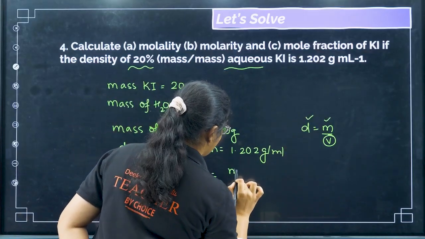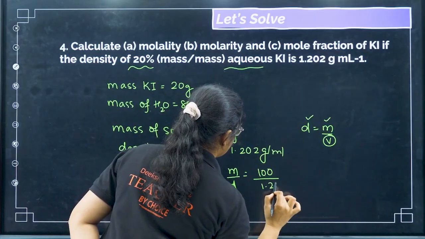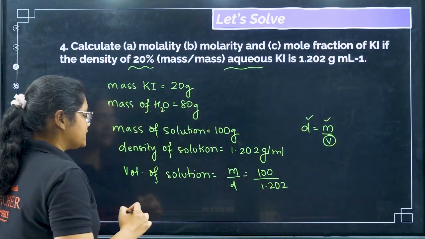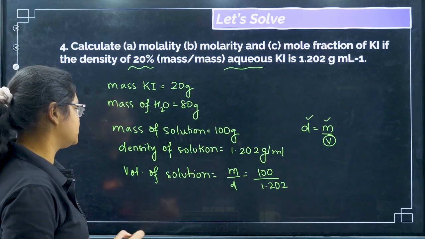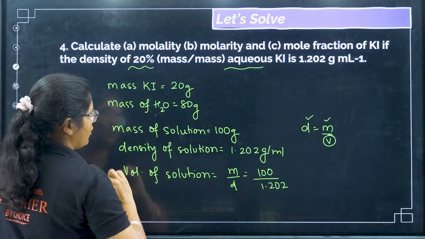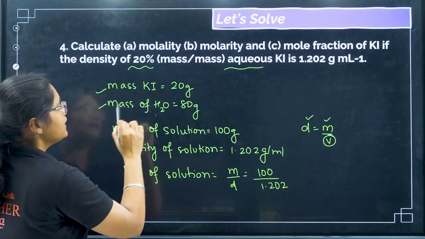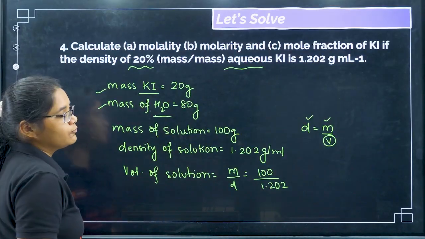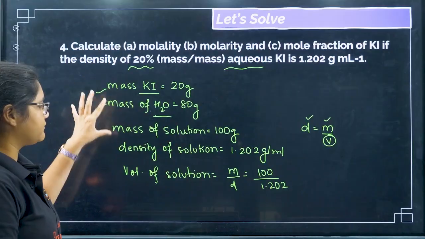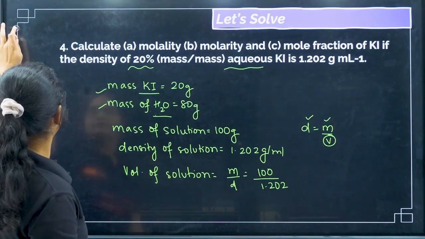Volume of the solution will be mass by density, which is equal to 100 by 1.202. Next, what I need is the mass of the solvent. I also need the mass of the solvent that I have got, right? And I need the molar masses of KI and the molar mass of water. Now I think with all this data we will be able to solve the question. So I have already solved it for you.